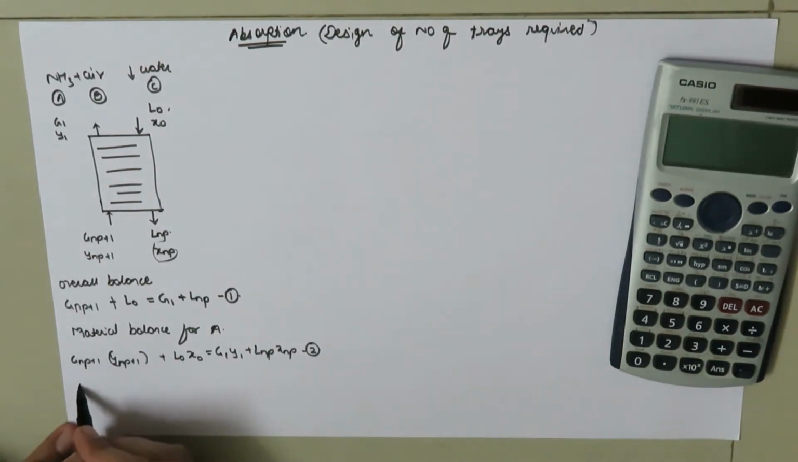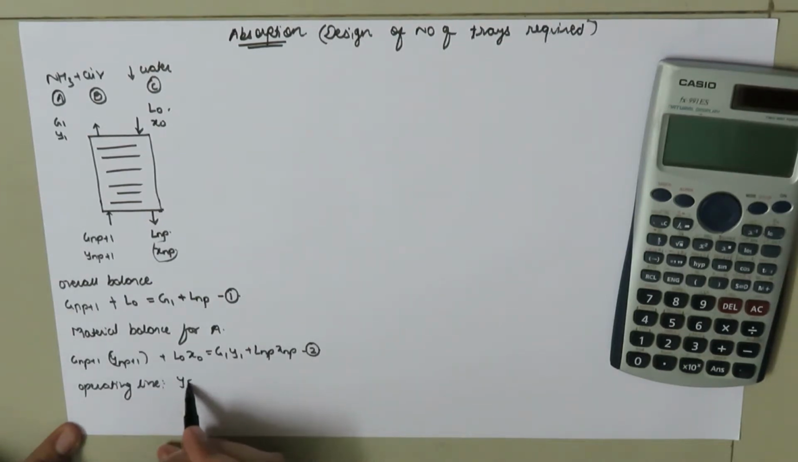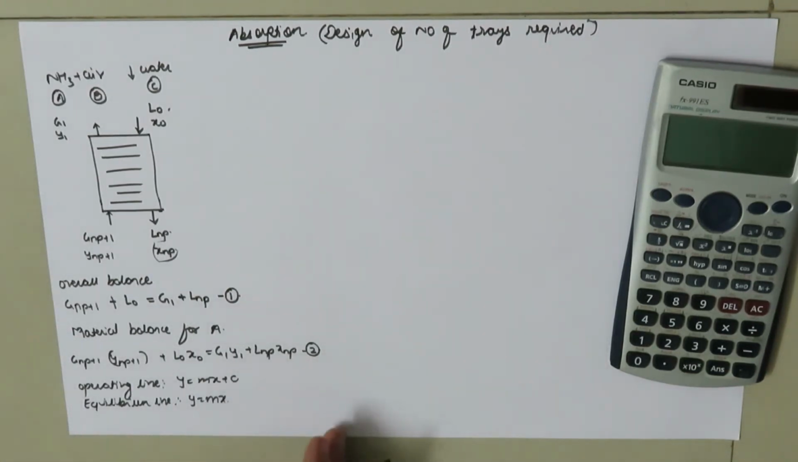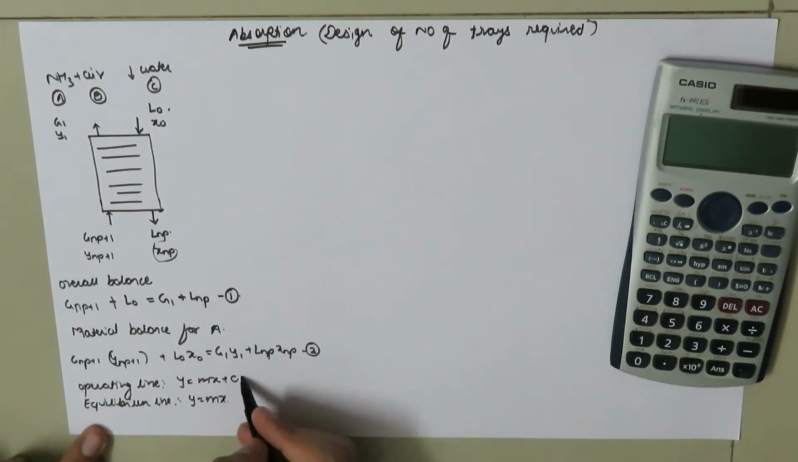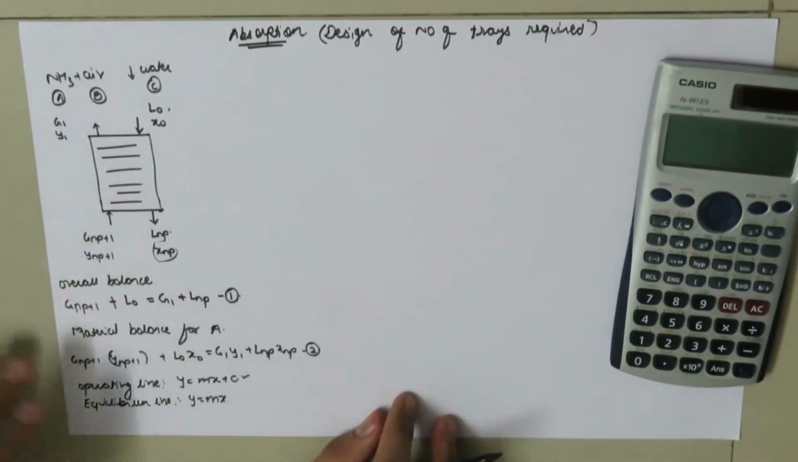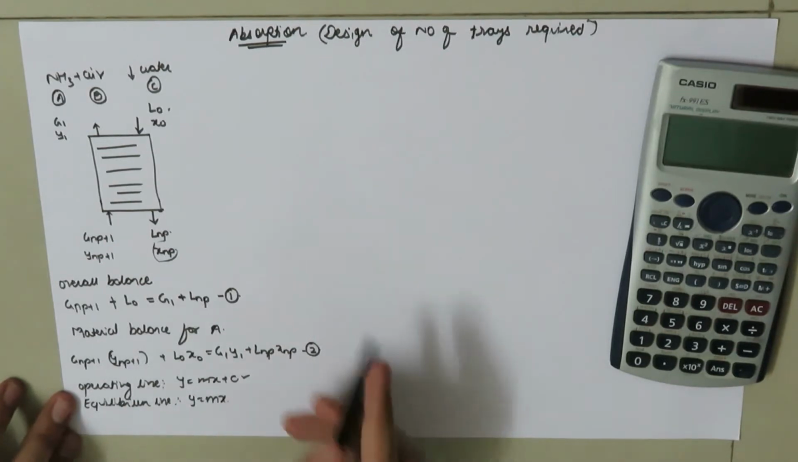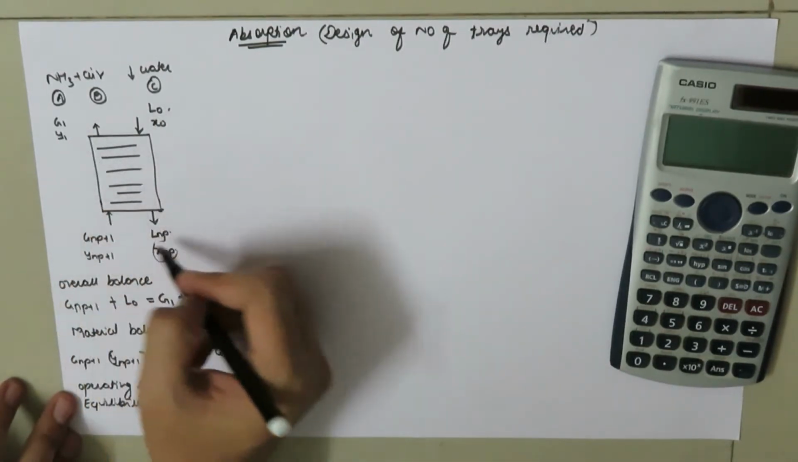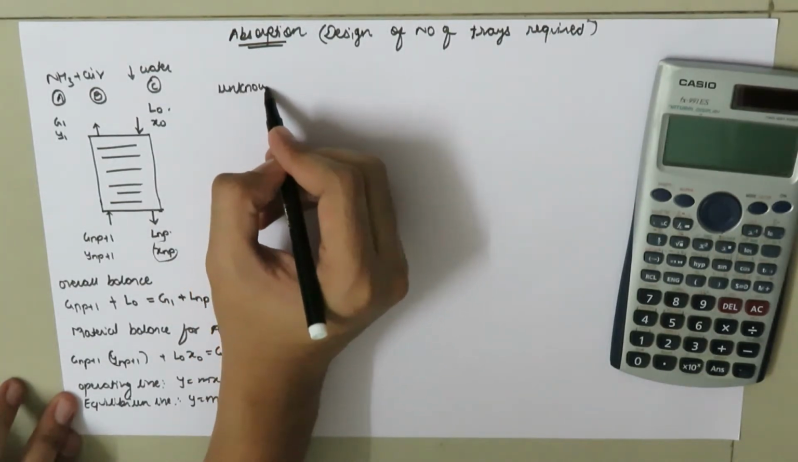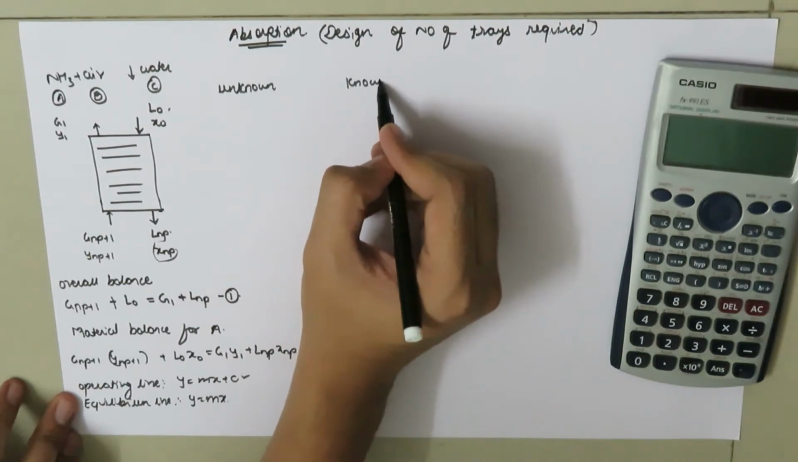And we know that the operating line is in the form Y equals mX plus c, and the equilibrium line is in the form Y equals mX. So in order to get the operating line, the equation should be in this form, Y equals mX plus c. Now let's focus on the degrees of freedom, because here we have two equations and we need to find how many terms in this absorption tower are known and unknown. So we'll make a column for unknown and known.